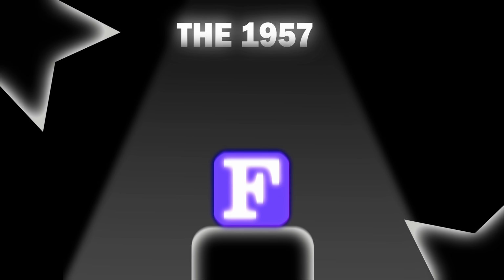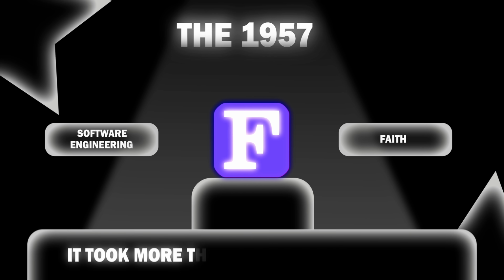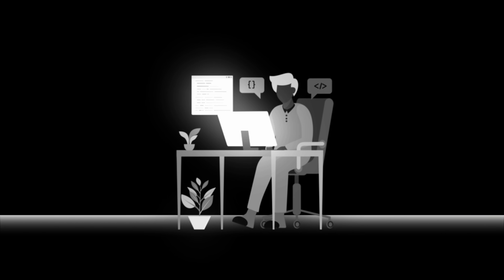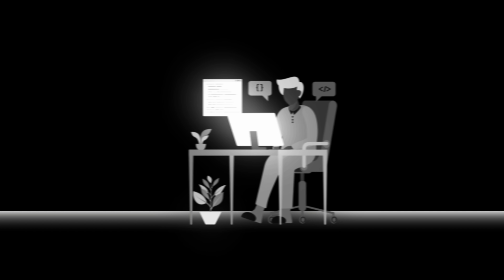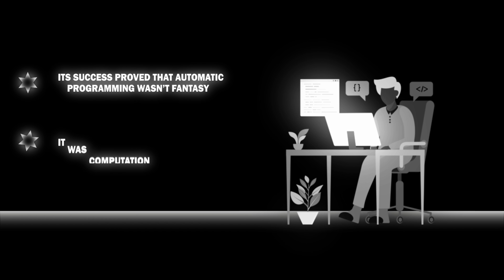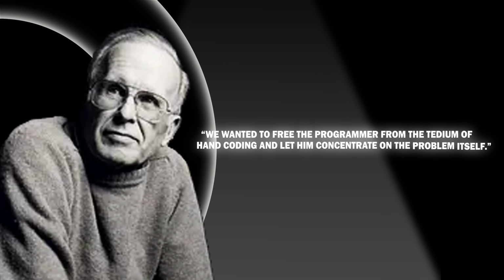The 1957 FORTRAN compiler was a triumph of both software engineering and faith. It took more than 2 years and roughly 18 person-years of labor to complete, at a time when software engineering wasn't even a phrase. Its success proved that automatic programming wasn't fantasy. It was computation elevated through abstraction. Backus later explained the motivation. "We wanted to free the programmer from the tedium of hand coding and let him concentrate on the problem itself."